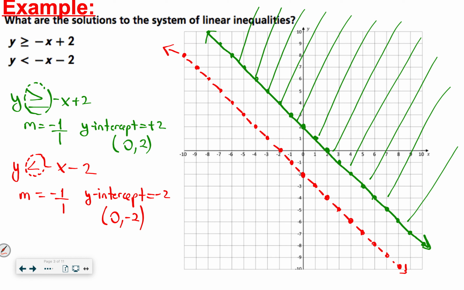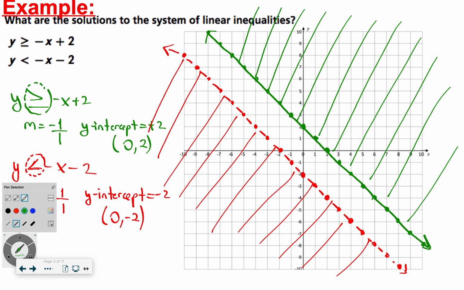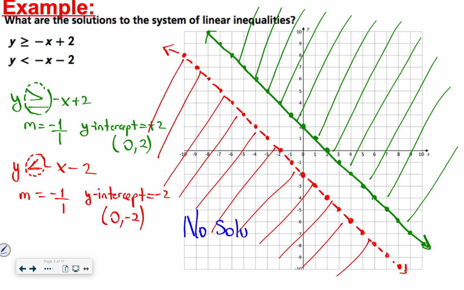After that, last step, we will shade above or below the line. How? Check your symbol. Your symbol is less than. That's why I am going to shade below the line. After that, you need to ask yourself, is there any part which is overlapped? No. That's the reason the solution of this system of linear inequalities is no solution. There is no part which is overlapped. That's why there is no solution. This is the answer.